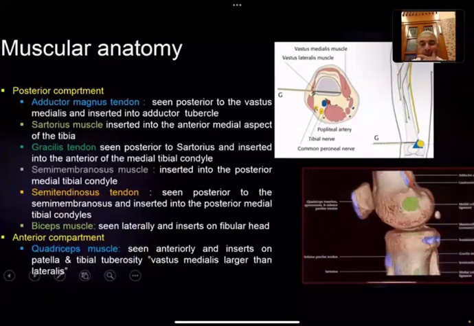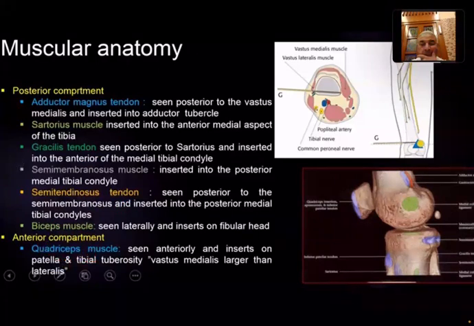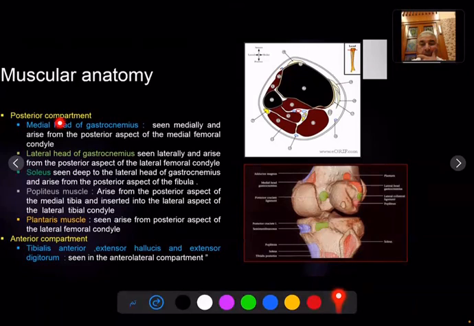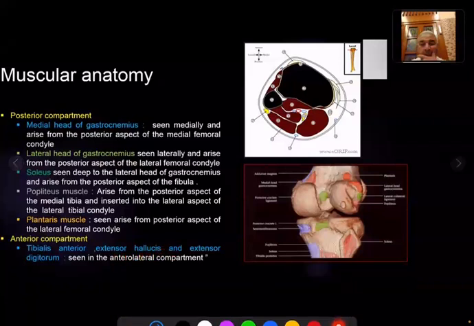Muscular anatomy. The muscular anatomy includes the posterior and anterior compartments and the patellofemoral joint. The posterior compartment consists of the adductor magnus tendon, sartorius muscle, gracilis tendon, semitendinosus tendon, and biceps muscle. And the anterior compartment consists of the quadriceps muscle. At the upper part of the tibia, the posterior compartment consists of the medial head of the gastrocnemius, lateral head of the gastrocnemius, soleus, popliteus, and plantaris, and the anterior compartment of tibialis anterior, extensor hallucis, and extensor digitorum.